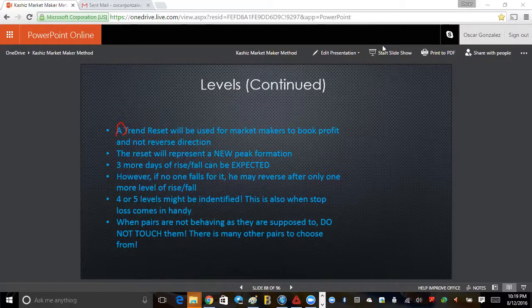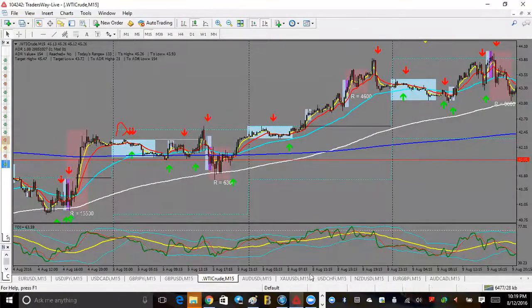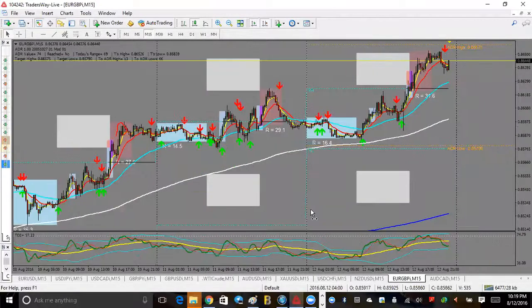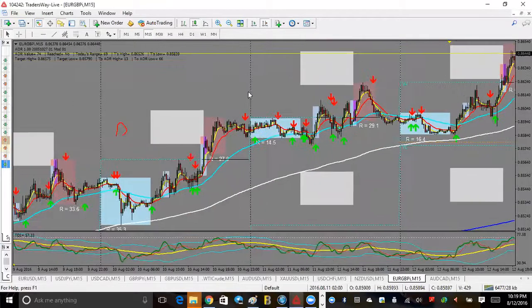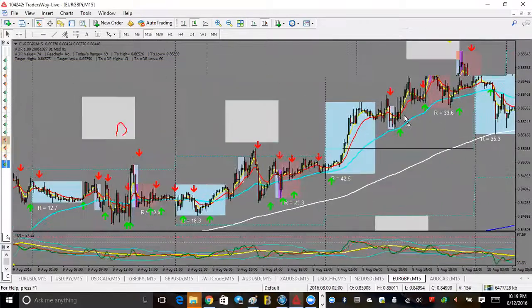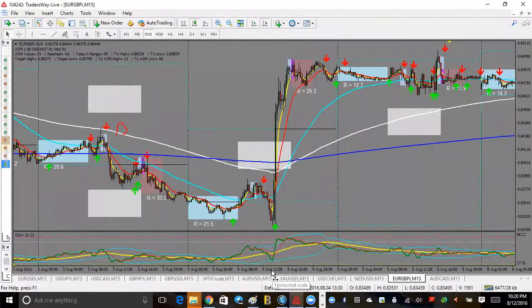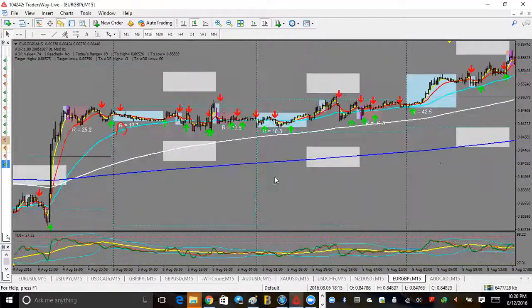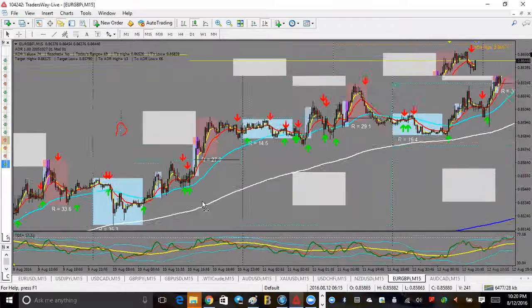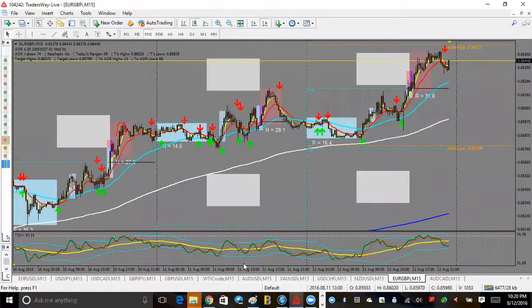So, with that being said, what has Euro GBP been doing? Rising, rising, rising, nonstop, right? Look at this. It's been going up since August the 4th. It's been 8 days.